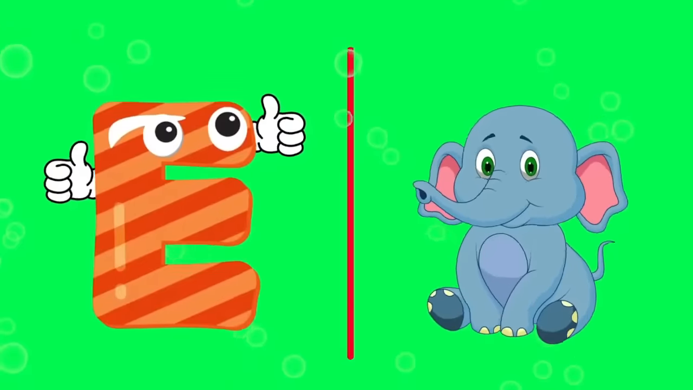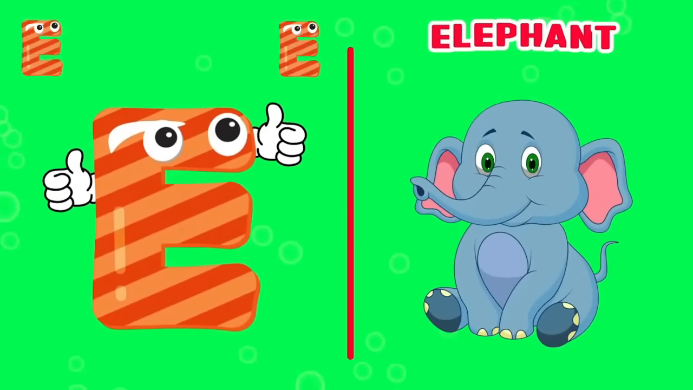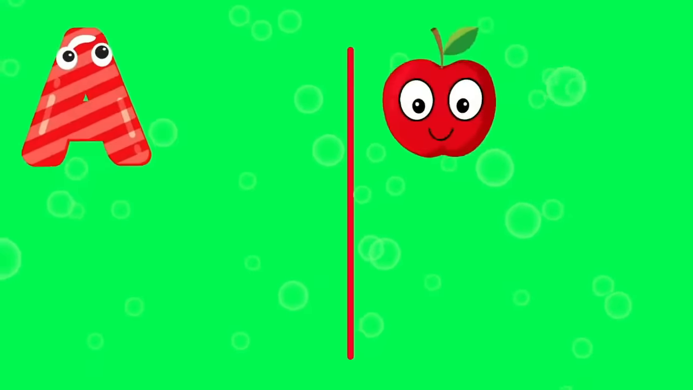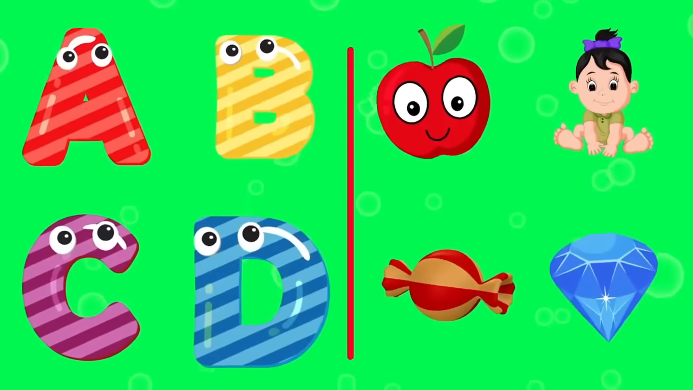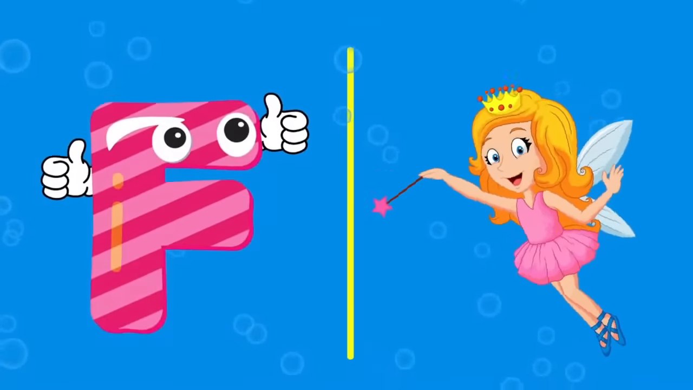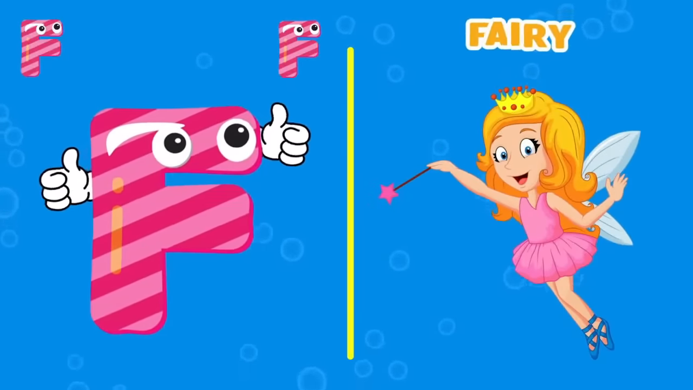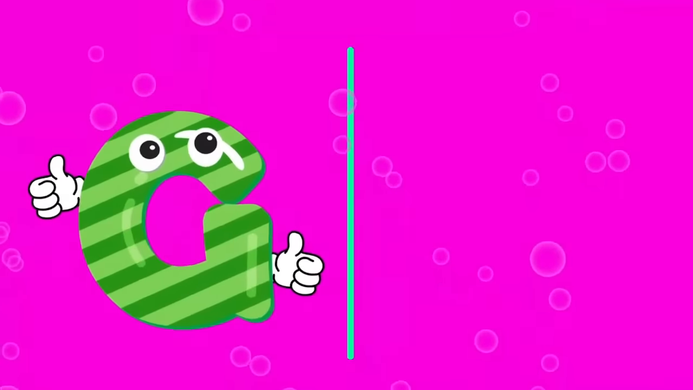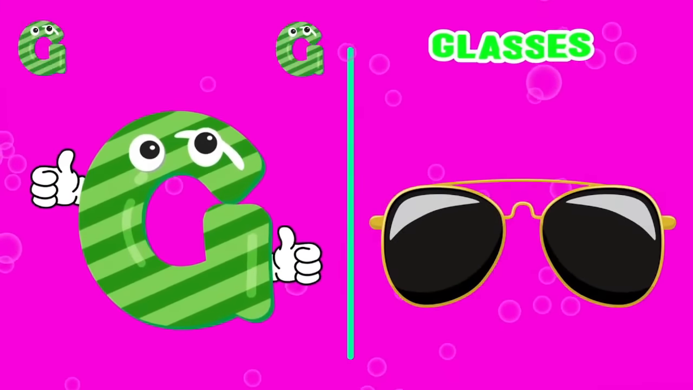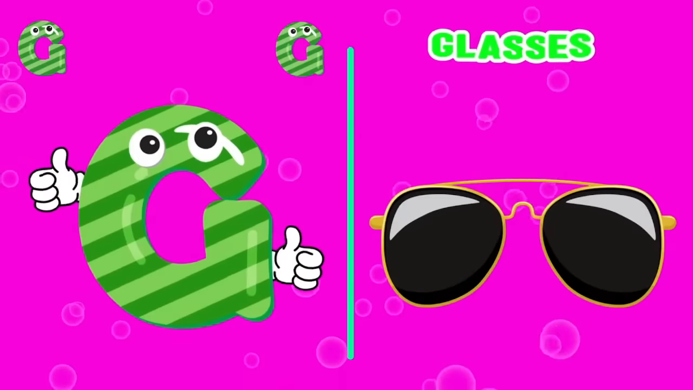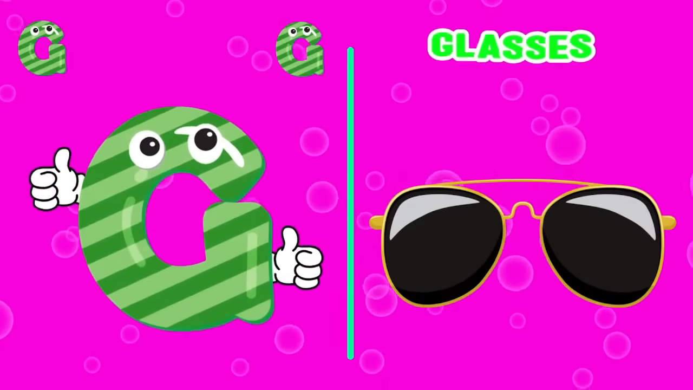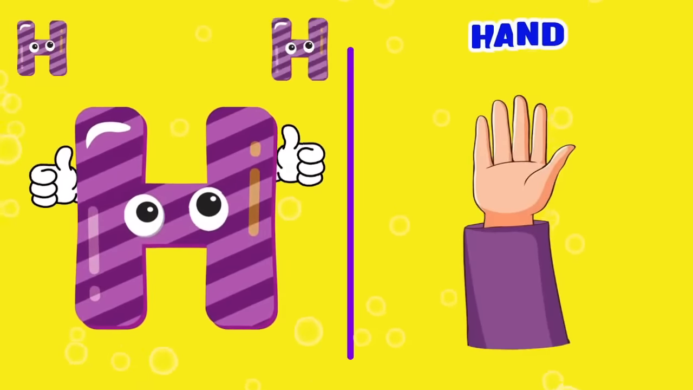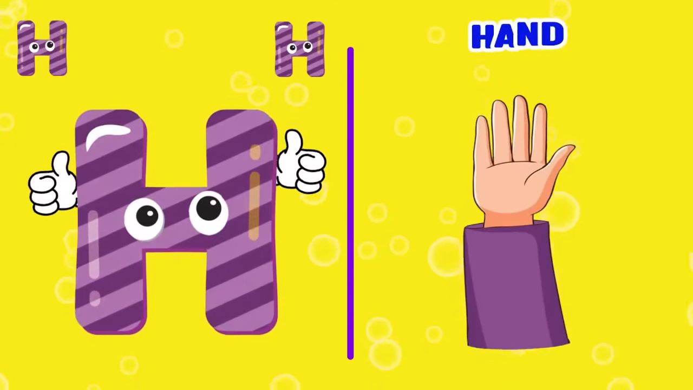E is for elephant. E, e, elephant. E, e, elephant. E, elephant. F is for fairy. Glasses, g, g, glasses, g, g, glasses, g, glasses. H is for hand, h, h, hand, h, h, hand, h, hand.